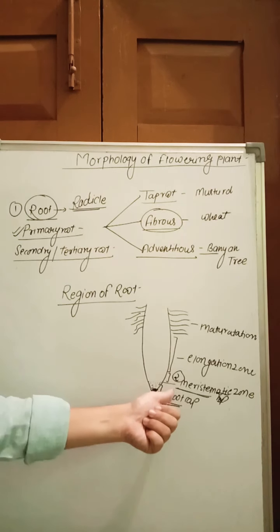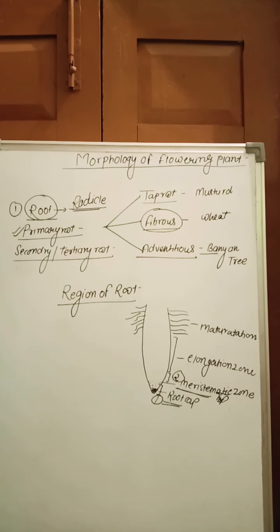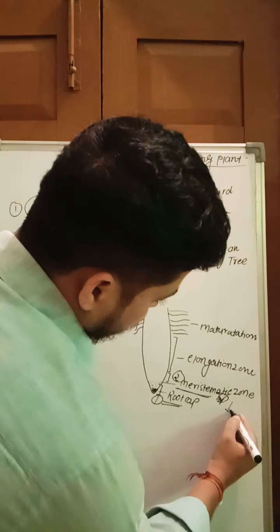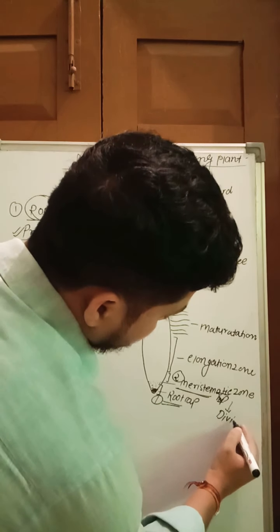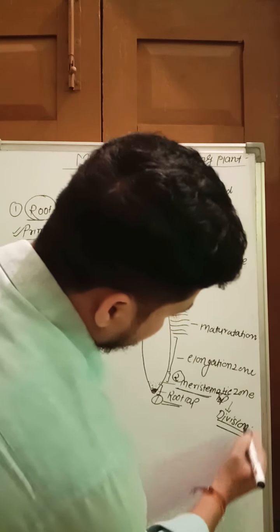In this zone, the cells are thin-walled with dense protoplasm. This meristematic zone contains highly active cells, and these cells undergo division because it contains meristematic tissue. Meristematic tissues are highly dividing tissues which divide rapidly. So that zone is called the meristematic zone. In this zone, cell division takes place.